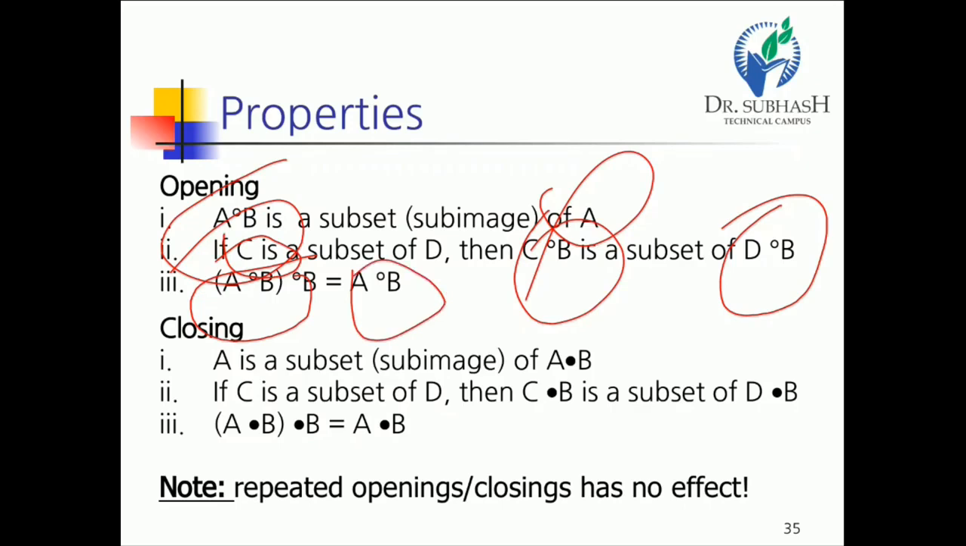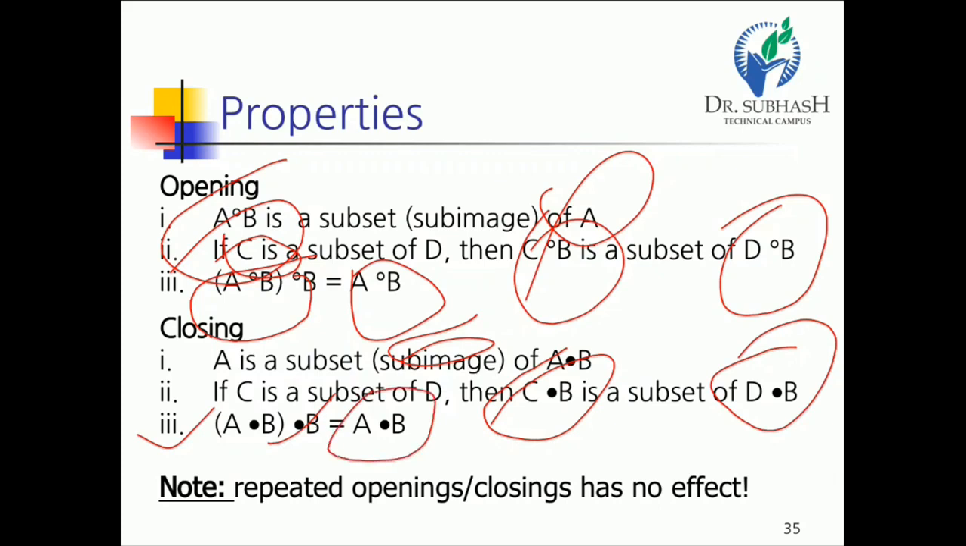Now the properties of closing. First, A is a subset of A closing B. Second, if C is a subset of D, then C closing B is a subset of D closing B. The third property is that A closing B, closed again with B, gives A closing B.